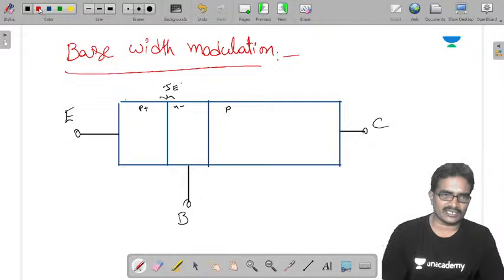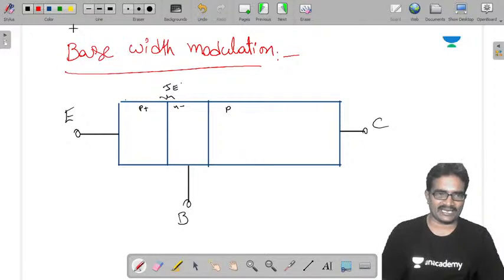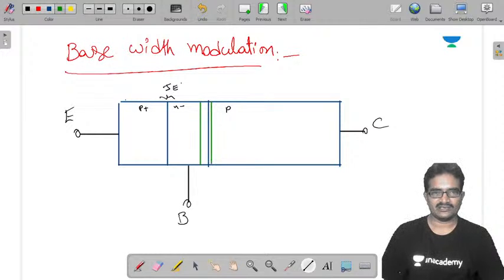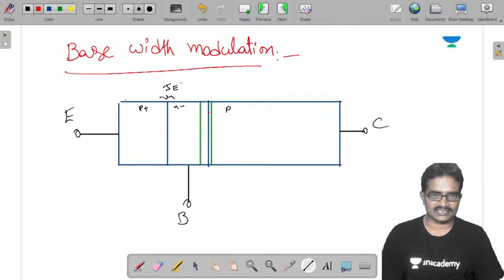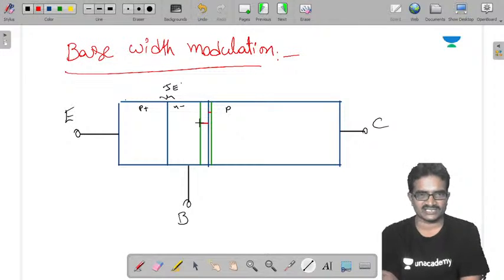Under open circuit condition, you can expect some depletion region. That too, the depletion region is extended more towards the lightly doped base region compared to the collector region. See, this depletion region extension is low at the collector side and more at the base side, because the base is lightly doped.